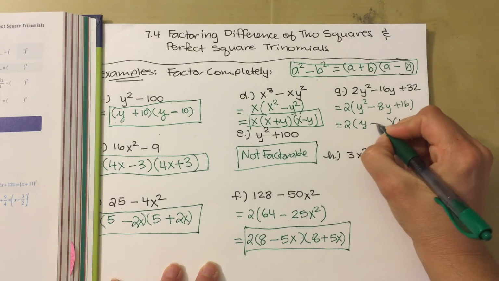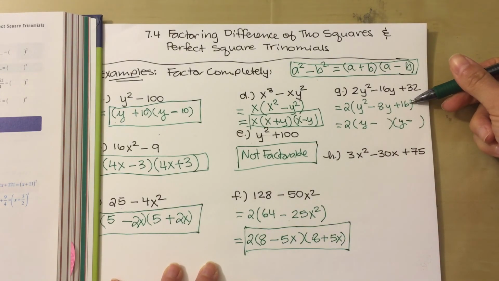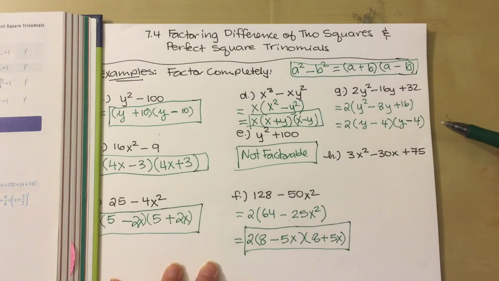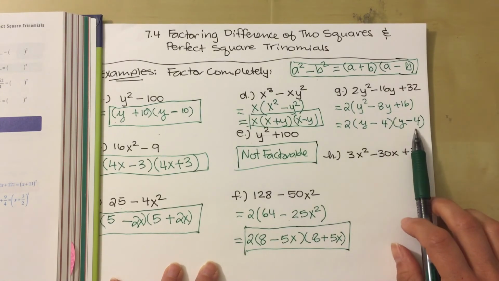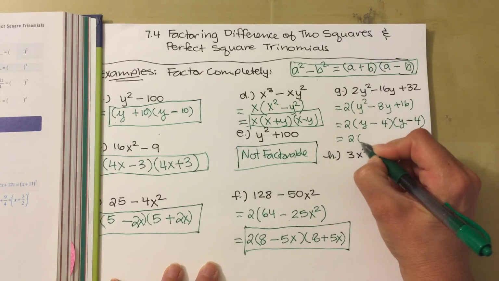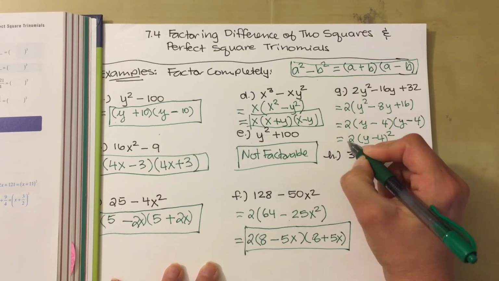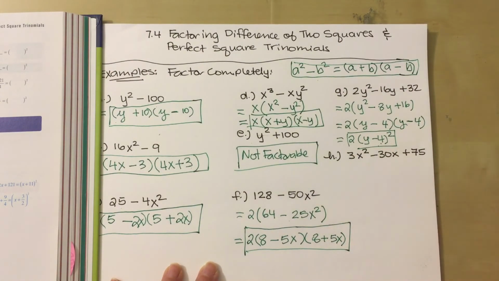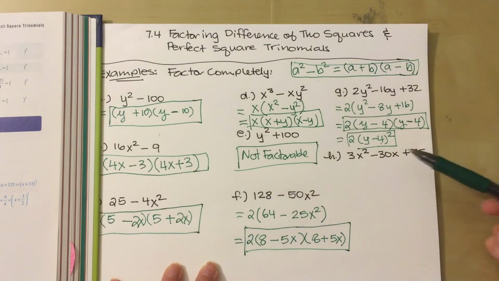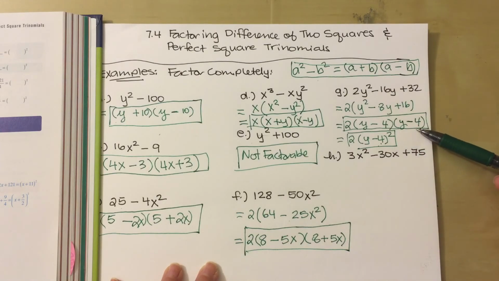Okay, so the signs are negative. Factors of 16 that give me 8 are 4 and 4. This looks just like what we did before, but notice that the two factors are exactly the same. So if the two factors are exactly the same, this is called a perfect square trinomial, and we can write the answer as 2 times y minus 4 squared because the two factors are the same. You can also leave your answer this way, where we just have 2 times y minus 4 times y minus 4. Either answer is fine.